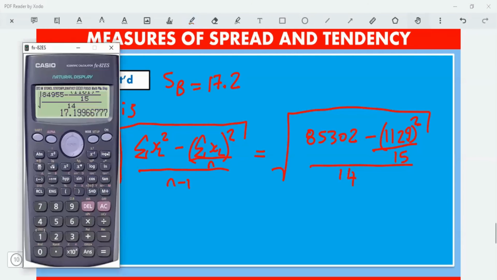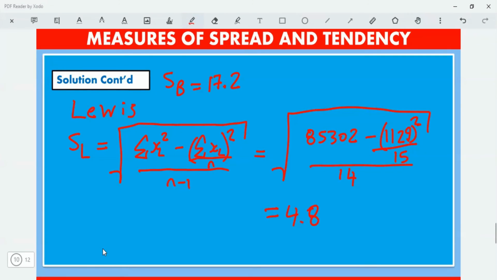So we plug that in our calculator. I'm just going to change some of the numbers. This is 1129, and over here this was 85302. Beautiful. So punch that in. What? That's crazy. Let's check that again. Just want to make sure everything is fine. Good. Is this real? 4.825. Whoa. 4.825 or 4.83. So that's the standard deviation for Lewis.